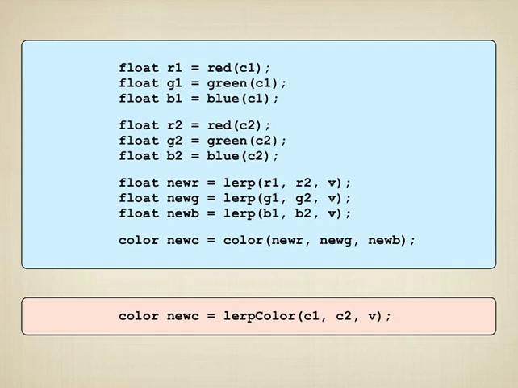I did all of this in red, green, blue. You may remember from our earlier discussion of color spaces that Processing gives us a second color space called hue, saturation, brightness, or HSB, and that colors blend differently in the HSB space. Well, that's fine. We can do the same thing in HSB. Let's go ahead and do that.